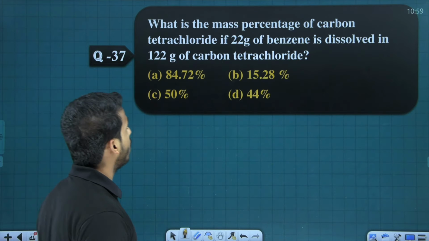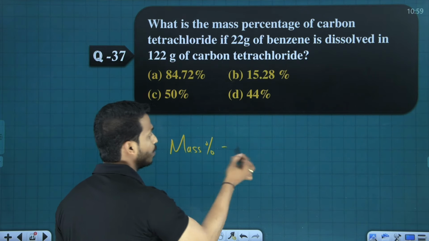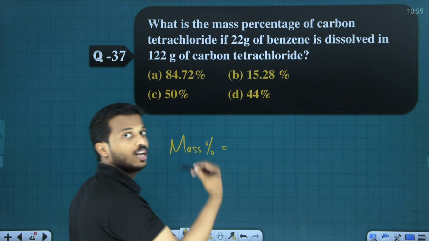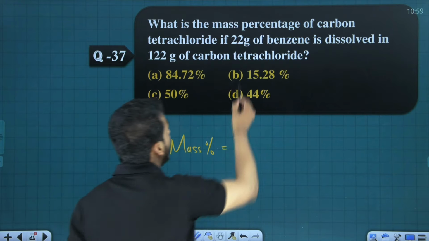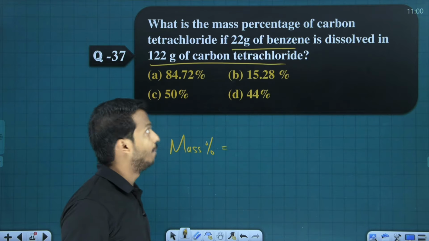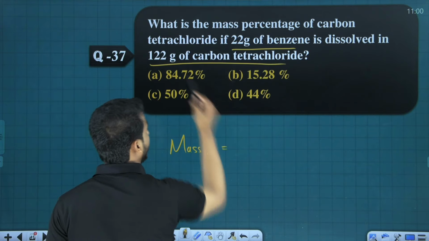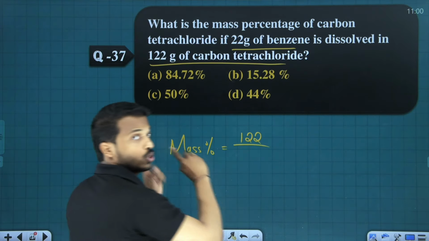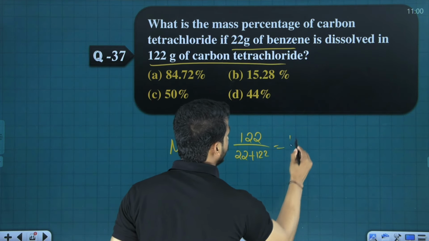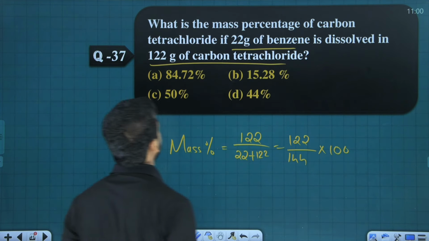What is the equation to calculate mass percentage? Do you remember? Mass percentage is calculated by mass of that component divided by total mass into 100. See, 22 gram benzene is dissolved in 122 gram carbon tetrachloride. So what is the mass percentage of carbon tetrachloride? The weight of carbon tetrachloride is 122. The total weight of the solution is 22 plus 122. So 122 divided by 144 into 100. All of you just calculate it.